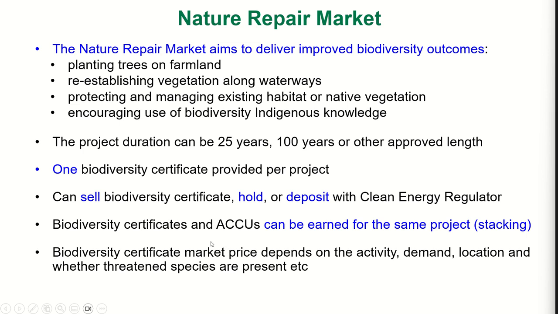It's important to note that the nature repair market facilitates stacking of a carbon project with the biodiversity certificate. So it's plausible that for some projects, for example planting a native species where you can demonstrate biodiversity benefits, you could possibly get a biodiversity certificate and ACCUs, and therefore that increases the financial attractiveness of a project, because you can stack together practices on the one area, which in Australia you haven't traditionally been able to do under the Australian government scheme.